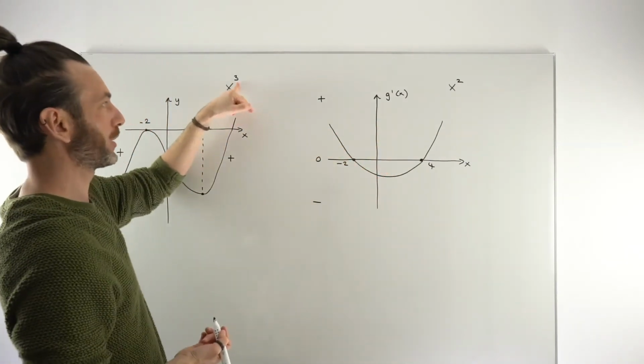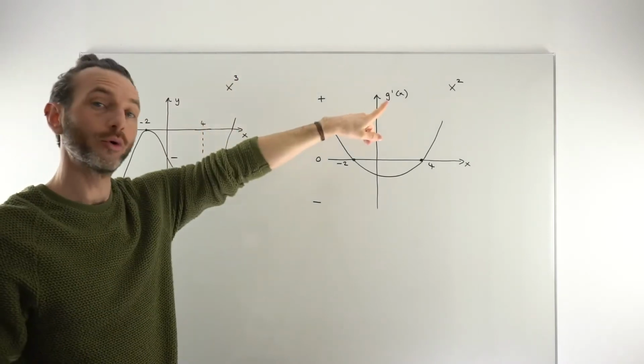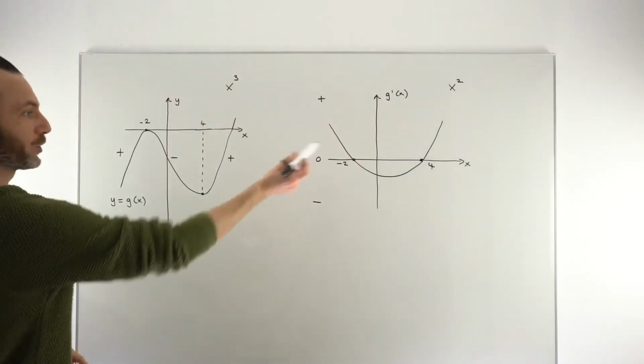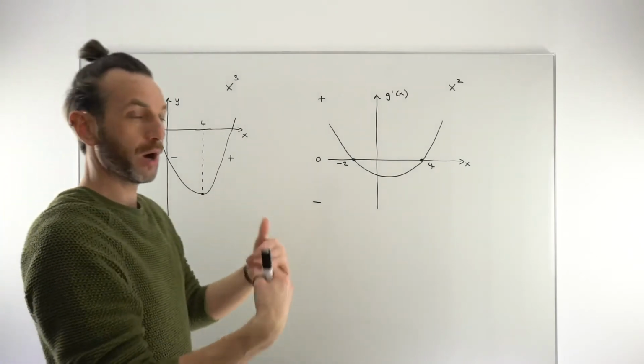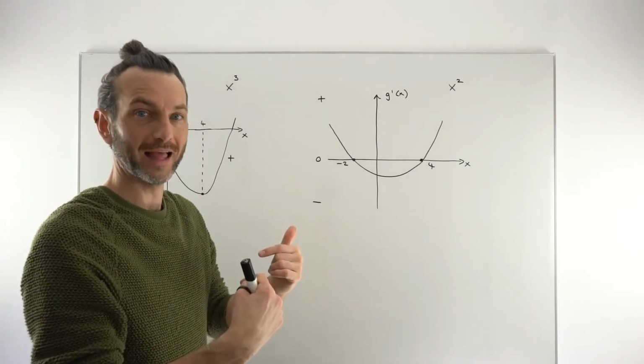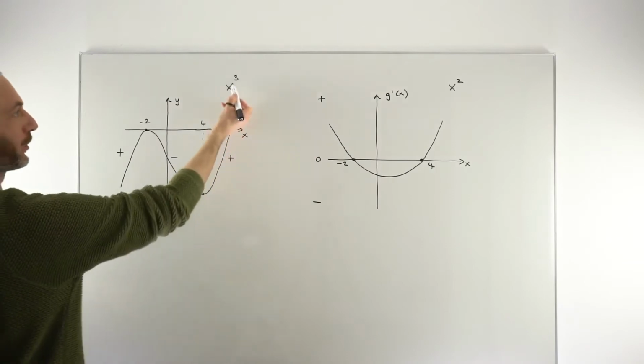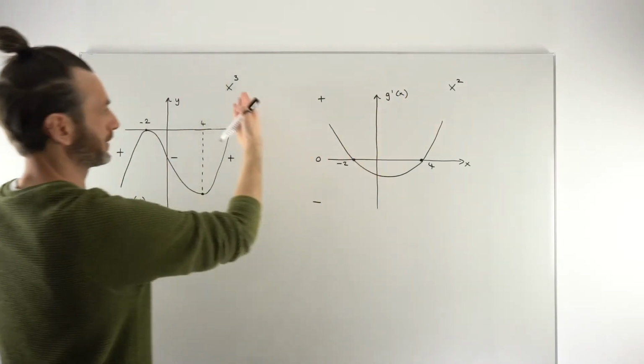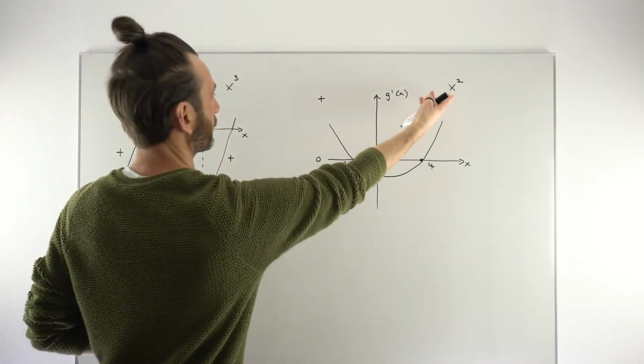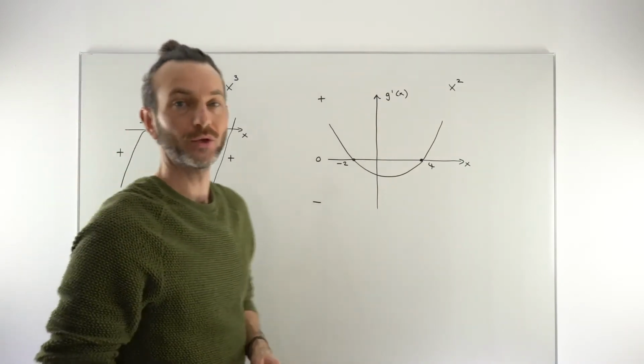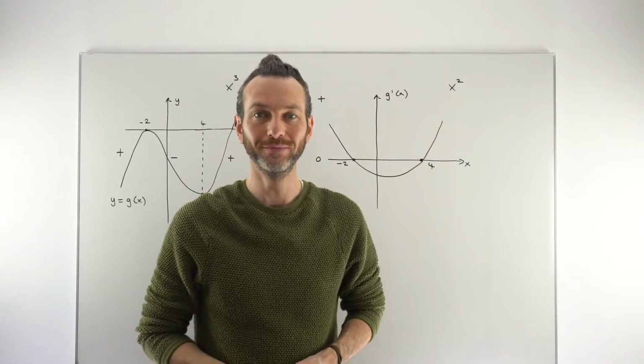Because when you differentiate, a power of 3 goes down to a power of 2. So you should always expect a shape of graph which is one order less than the original graph. So a cubic will turn into a quadratic. If this was a quadratic, it would turn into a straight line and that sort of thing. So that's the answer for that problem.